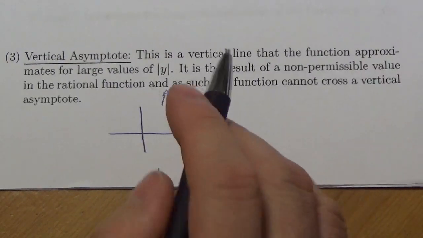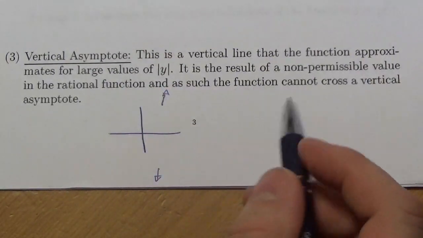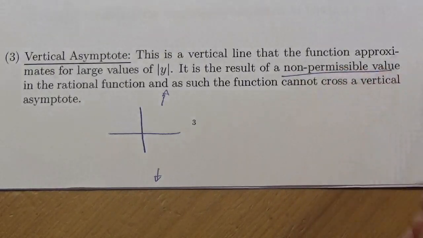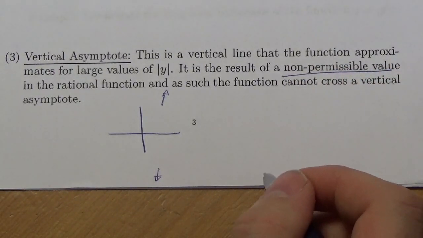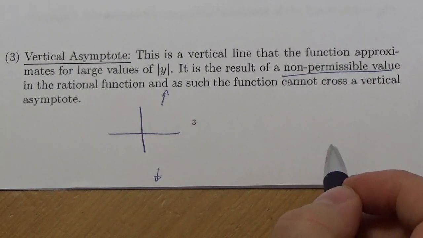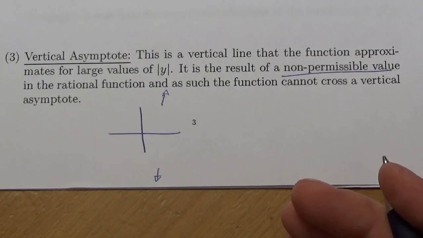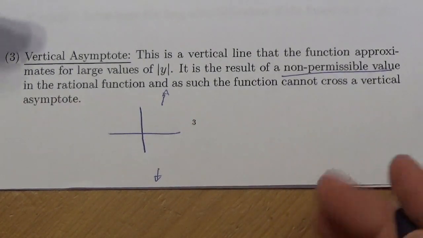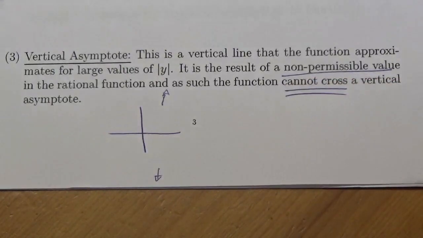Now, vertical asymptotes are typically the result of the non-permissible values in a rational function. That's what you're seeing right here. As a result, that means that you cannot cross a vertical asymptote. It's a mistake, though, to think that you cannot cross an asymptote at all. The vertical one you can't cross because it's the result of a non-permissible value.